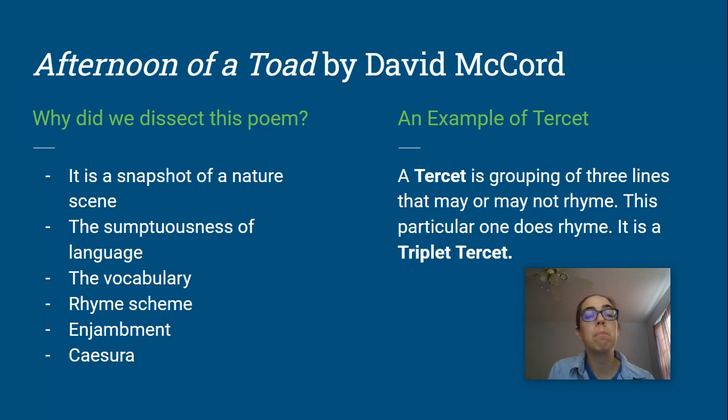So this is just a basic poem about a toad and some bugs in the mud in a garden, and it's just really lovely. It's lovely because of the language, because of the vocabulary, because of the rhyme scheme, and the enjambment. We talked about that before.